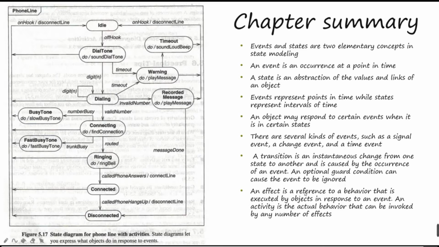And an effect is a reference to a behavior that is executed by the object in response to an event. For example, all of these are effects, and the activity is the actual behavior that can be invoked. For example, for the disconnect line, there are activities and they can be invoked by any number of effects. It means in the state diagram, the activities may be invoked by any number of effects.